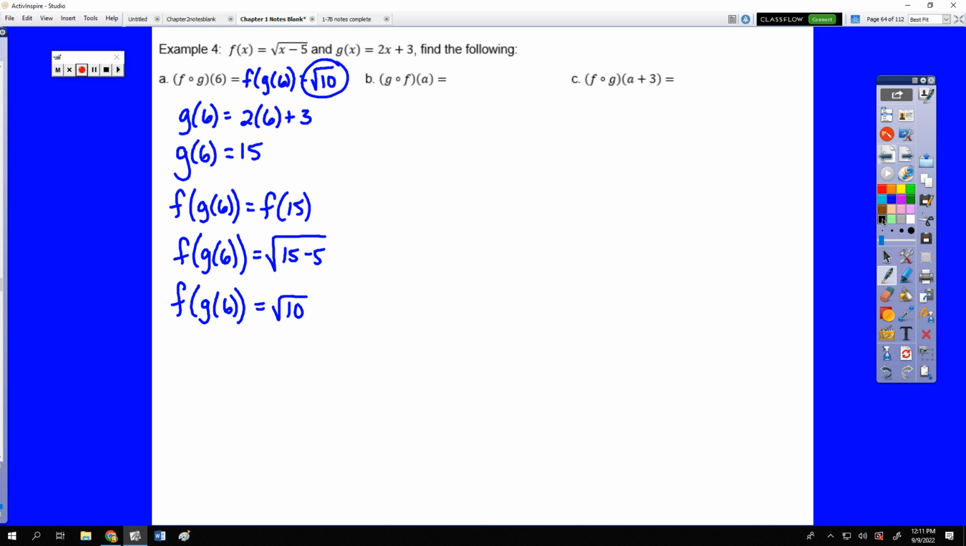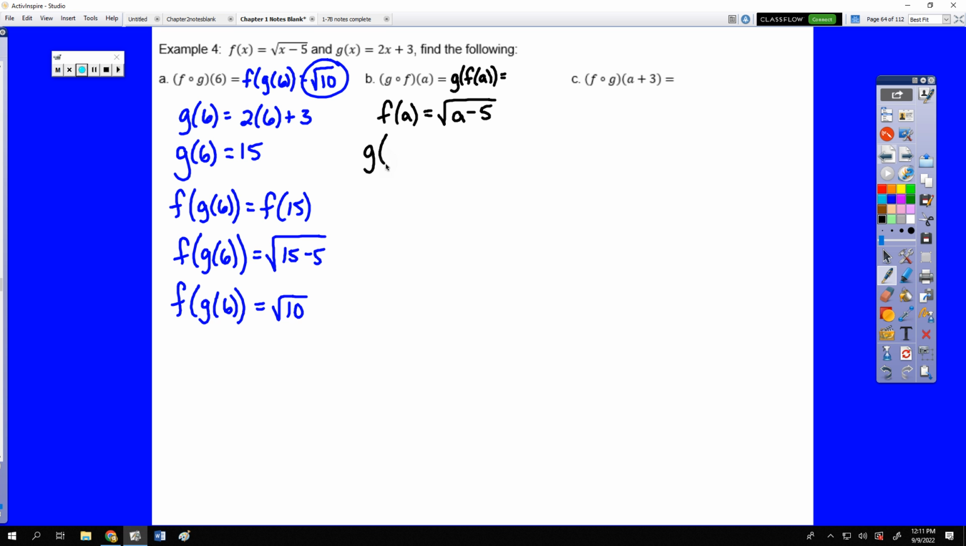Okay, on the next one it asks us to do g of f of a. Remember, that could be written as g of f of a. So first we would do f of a. Well, that's as simple as rewriting f of x, only instead of an x, we have an a. So that would be the square root of a minus 5.